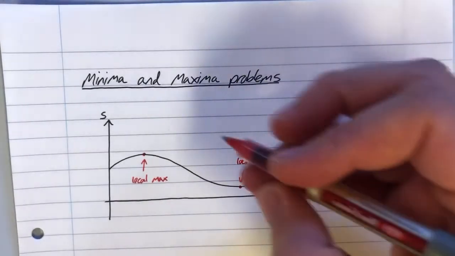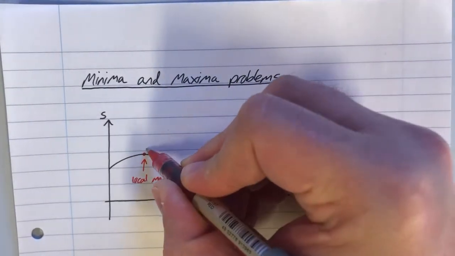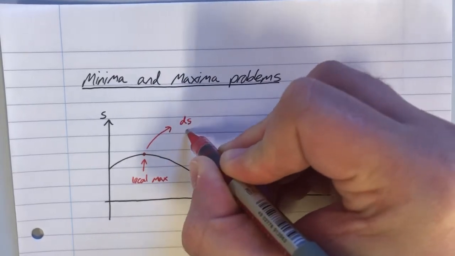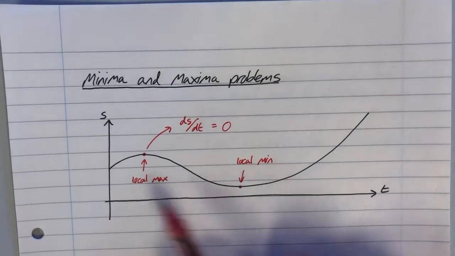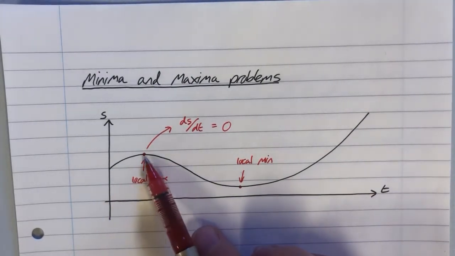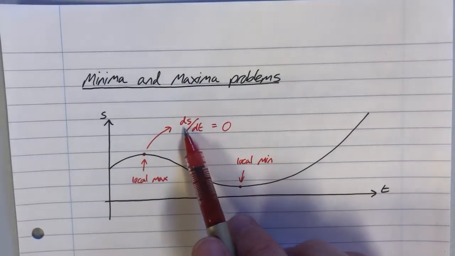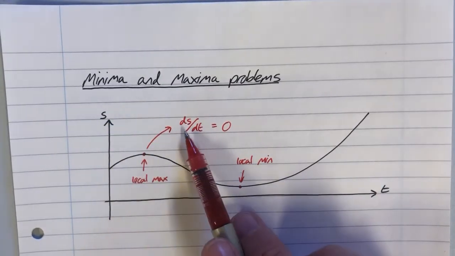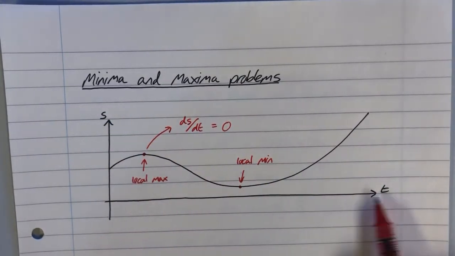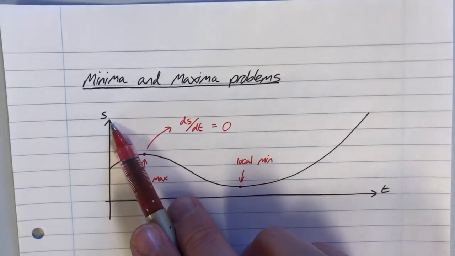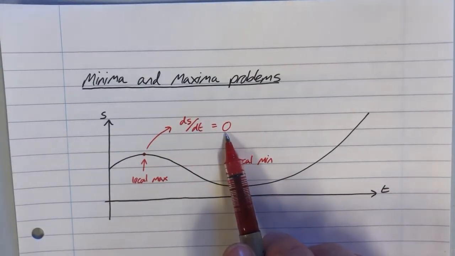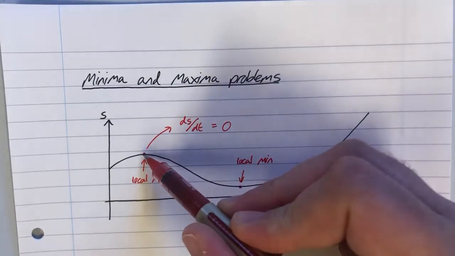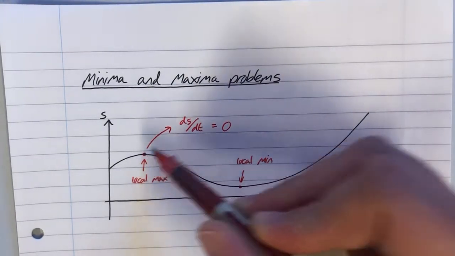Okay, so applying that now to mechanics, at this point ds by dt will equal 0. Just like if we had y as a function of x on a curve, and we wanted to find the turning points, then we would differentiate the vertical variable y with respect to the horizontal variable x. In this case, it's differentiating s with respect to t, and we set that to be 0. And that will give us the coordinates of these 2 points.